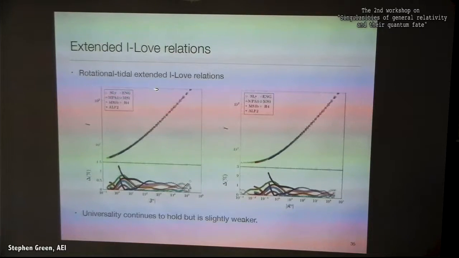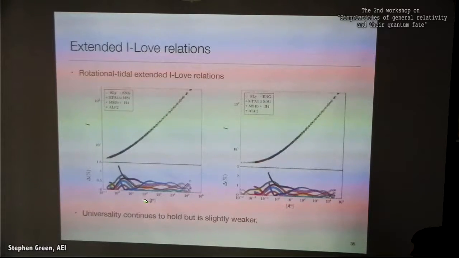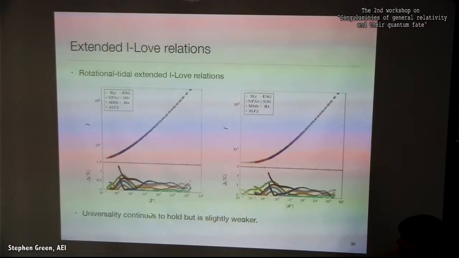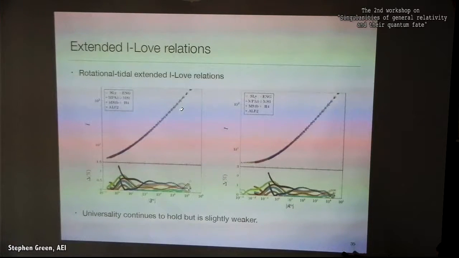Now we also have these, which are new. These are the rotational-tidal extended I-Love relations, and we find that they also hold quite well. This is the relation between I and F_O, which is the octupole generated by the gravitoelectric quadrupole coupled to the spin. And we again get this universal relation for all these equations of state to within about 1.5%. And similarly for K_O, which is the gravitomagnetic sector, that's within, say, 1 to 2%. So the universality continues to hold, but slightly weaker.